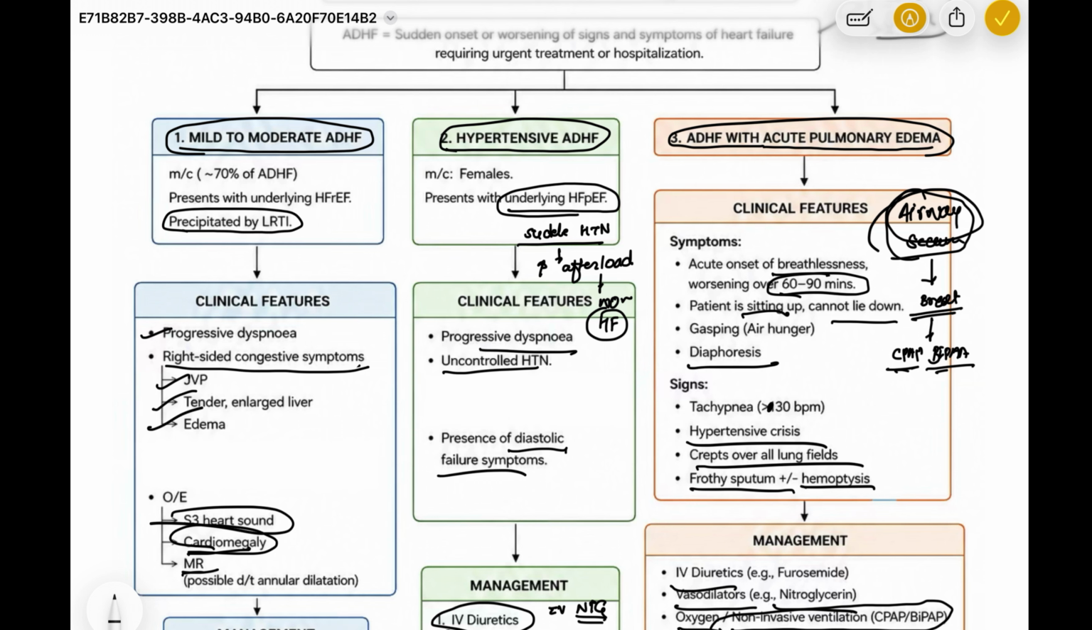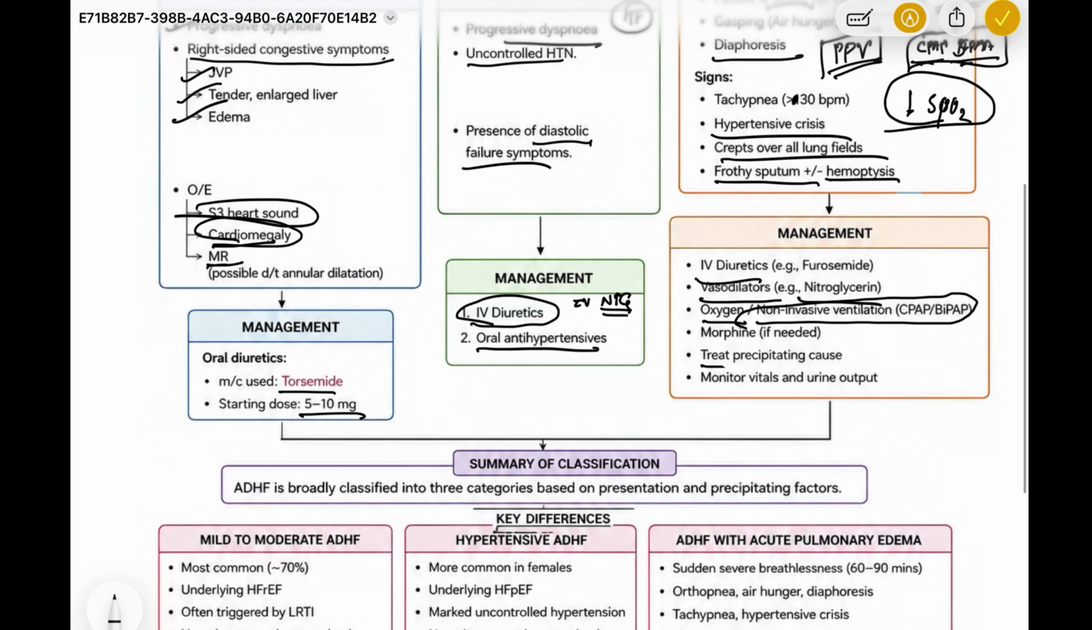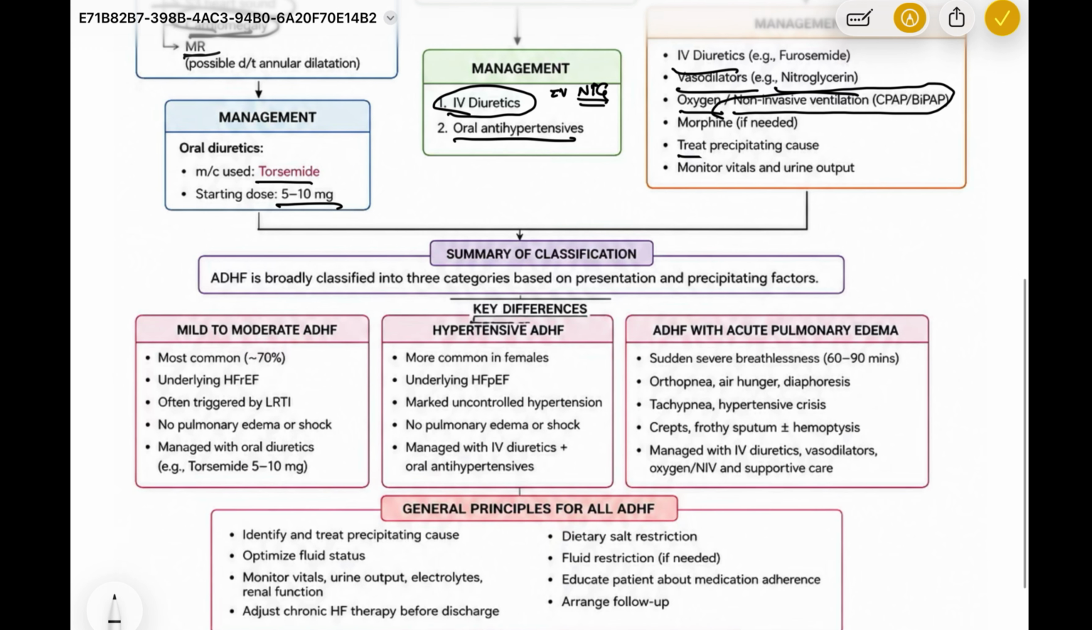So if the patient comes with severe breathlessness and gasping with air hunger, and the monitor also shows a decreased SpO2, then this patient is eligible for BiPAP or CPAP. This is called positive pressure ventilation. So we have to start this patient on positive pressure ventilation. Okay, so this is one of the key points that you must remember in case of acute decompensated heart failure, right? So this is the summary that we must remember.